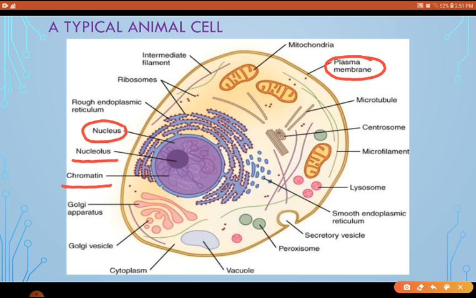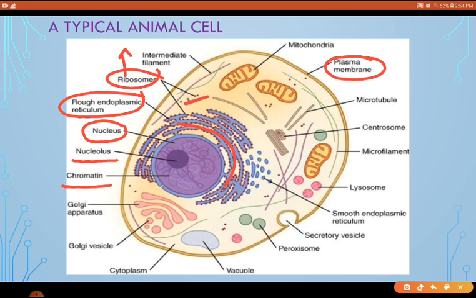Next comes rough endoplasmic reticulum. These are channel-like structures which are present around the nucleus. These are called rough endoplasmic reticulum because small ribosomes are present on the surface of the endoplasmic reticulum. Ribosomes may be attached to the endoplasmic reticulum, or these may be present freely in the cytoplasm. The function of the ribosome is the synthesis of protein.